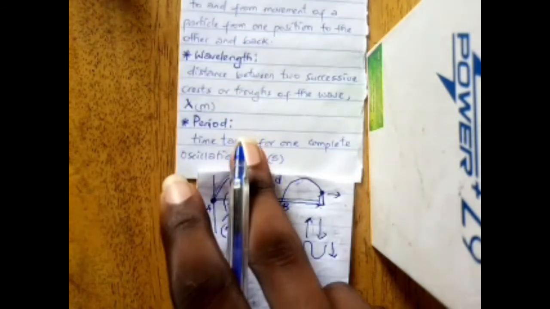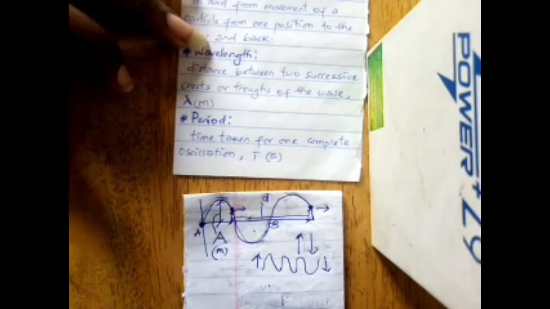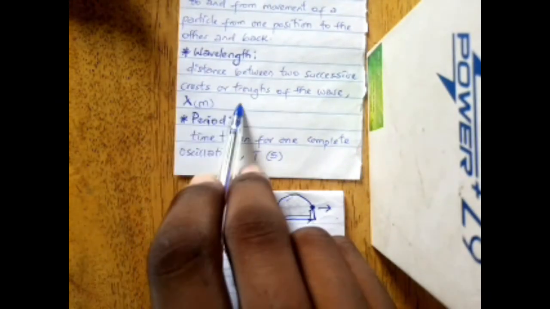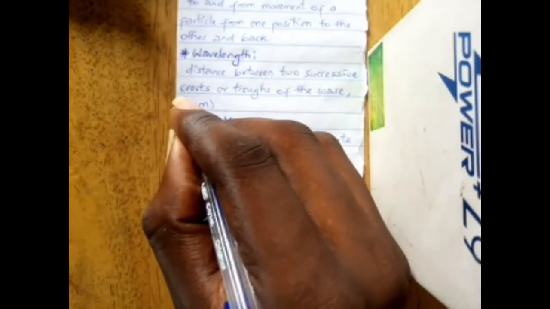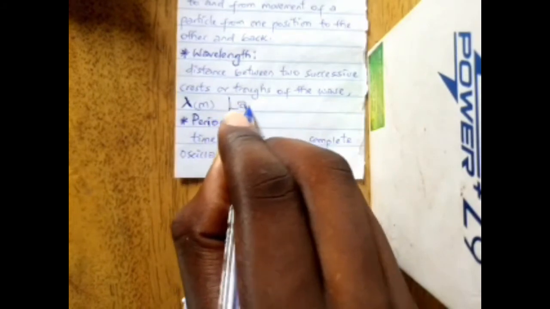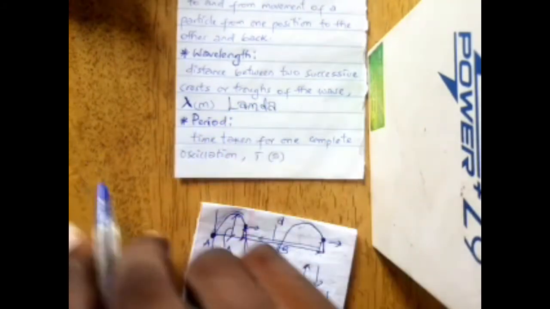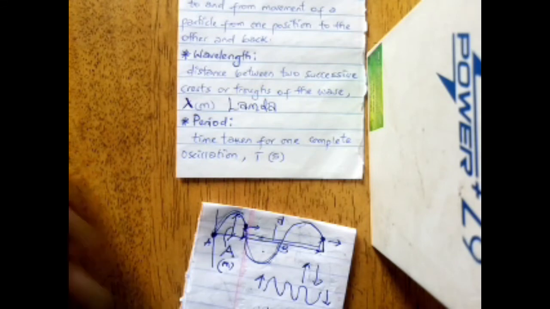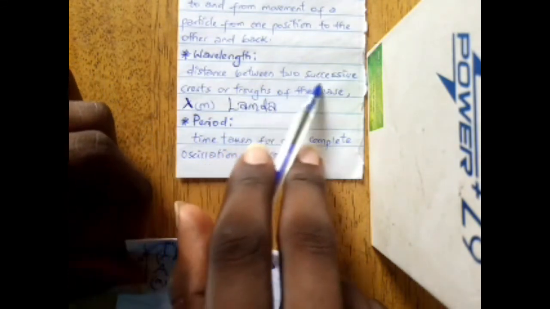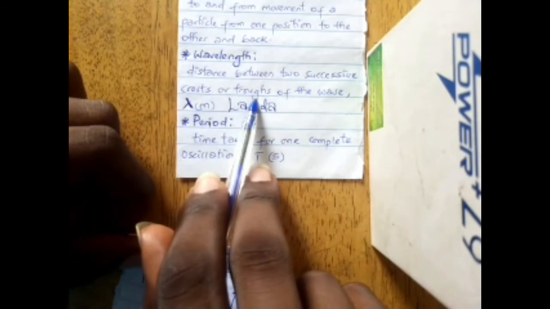So also we have wavelength. Now the wavelength is the distance between two successive crests or troughs of the wave, and is expressed as lambda. I've been using these terms in the initial part of the class, where I explained terminology. The distance between two successive crests or troughs of the wave is what we refer to as wavelength.